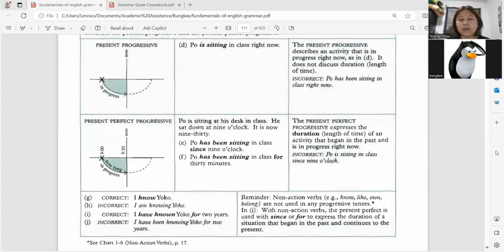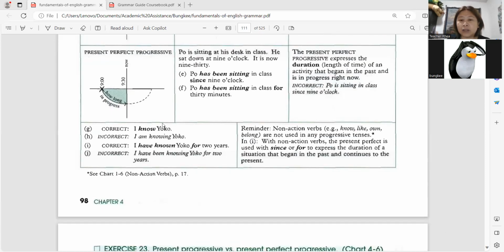But always remember the reminder, non-action verbs. Non-action verbs, for example know, like, own, belong, are not used in any progressive tenses. With non-action verbs, the present perfect is used with since or for to express the duration of a situation that began in the past and continues to the present. So you can only use present perfect with non-action verbs.